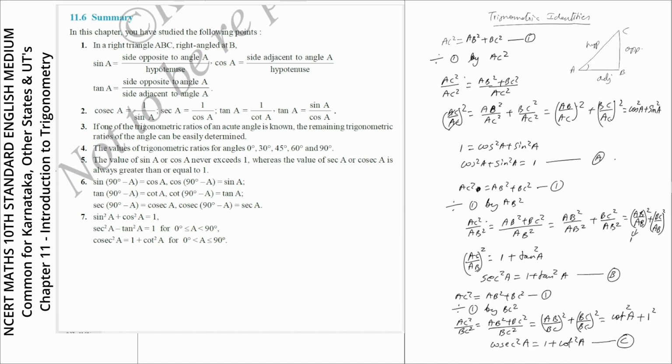And the last is trigonometric identities. The three identities are sin square A plus cos square A is equal to 1, and next is secant square A is equal to 1 plus tan square A. This can also be written as secant square A minus tan square A is equal to 1, and the last one is 1 plus cot square A is equal to cosecant square A. These are the three identities, and that completes this chapter.